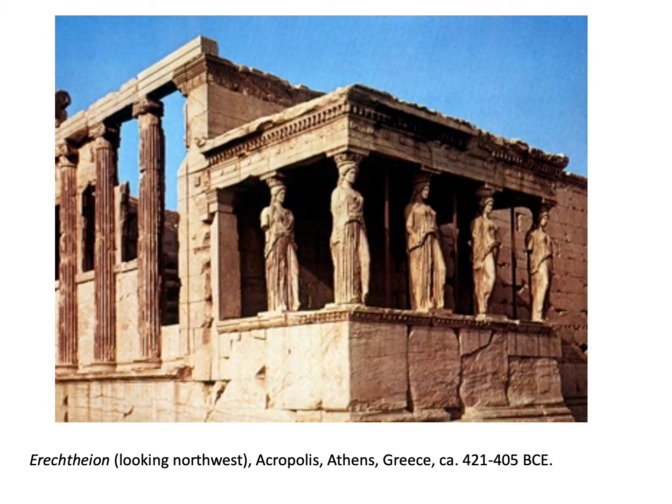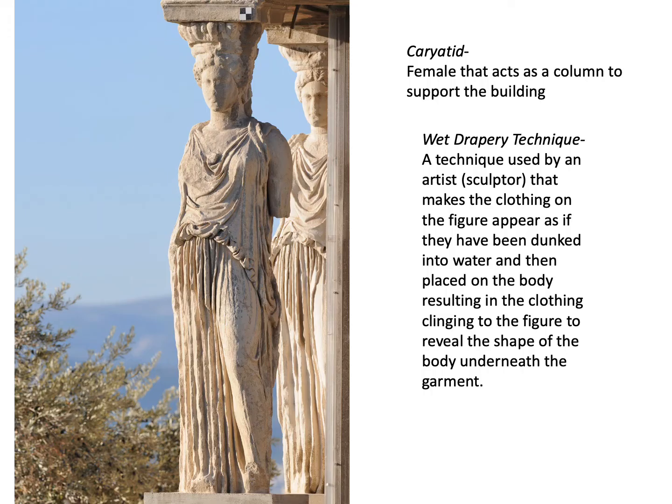What's so unique about it is probably this porch. The porch of the Erechtheion that looks northwest has 7 pillars that are replaced with sculptures of females. Now, one side of the building has Ionic columns, and the other side has Doric columns. So once again, that hybrid of the Ionic and the Doric plans are spliced together. And then we have these unique statues that take the place of the columns on the porch. These statues are called caryatids. They are basically female statues that act as the column to support the building.